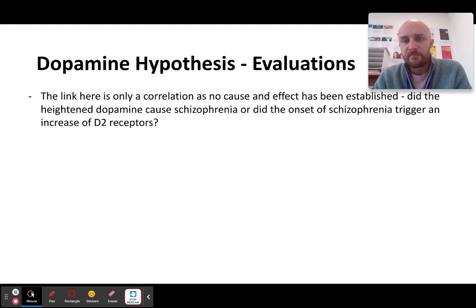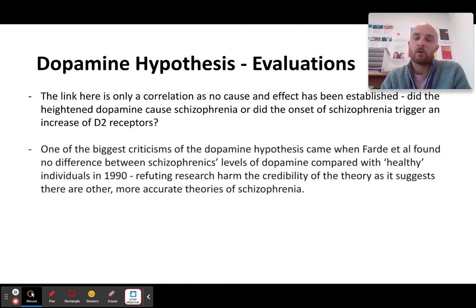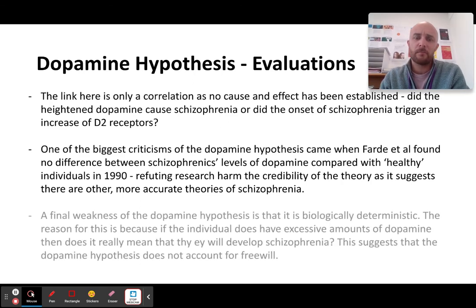It's only a correlation. What causes schizophrenia? What causes what? Does schizophrenia cause the dopamine to go up, or does the dopamine going up cause schizophrenia? So there's no cause and effect here. It's only at this moment a correlation. Farde et al. did actually find no difference between people's dopamine levels, which does actually harm the credibility because it's suggesting that maybe dopamine isn't the be all and end all. Maybe there are other ways to get schizophrenia other than dopaminergically.